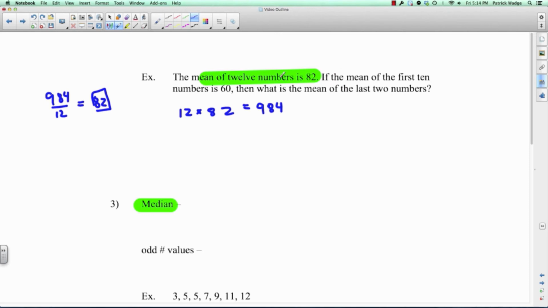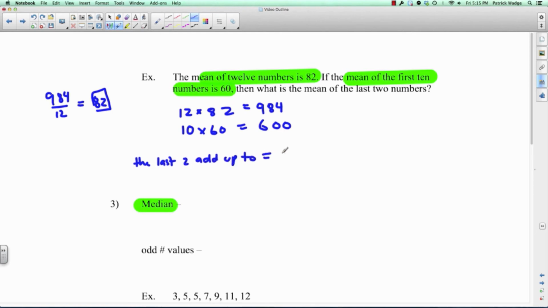It's clunking away. All right, the second part says, if the mean of the first 10 numbers is 60, then what's the mean of the last two numbers? Okay, let's deal with this highlighted part. The mean of the first 10 numbers is 60, so we can do the same sort of thing. The first 10 numbers have a mean of 60, so what they add up to is 600. So all 12 add up to 984. The first 10 add up to 600. What can you tell by that? You can tell what the last two add up to. The last two add up to, how do we figure it out?